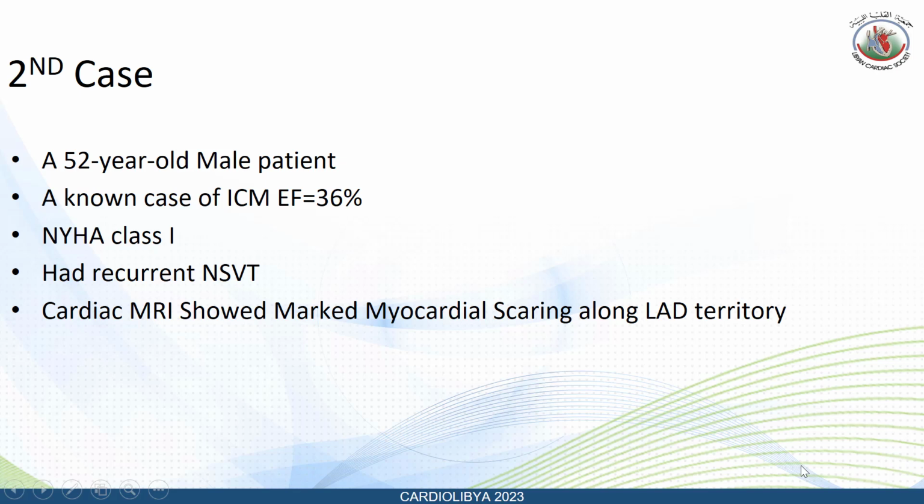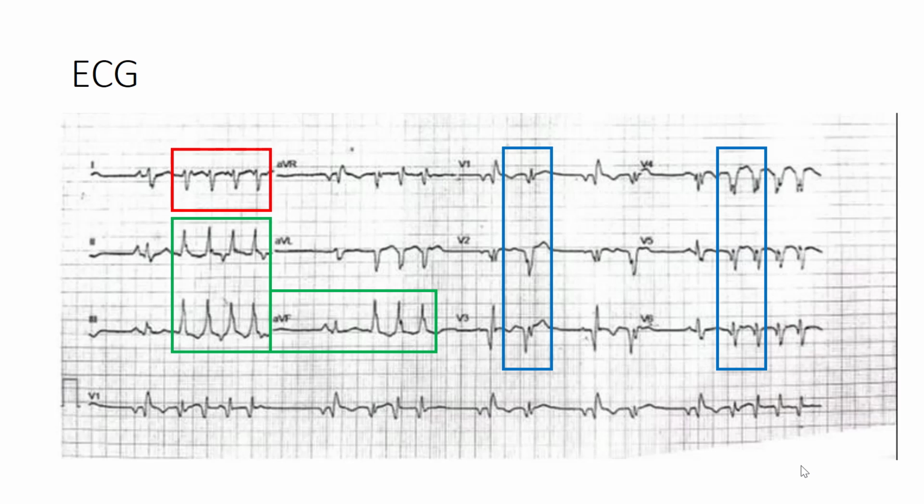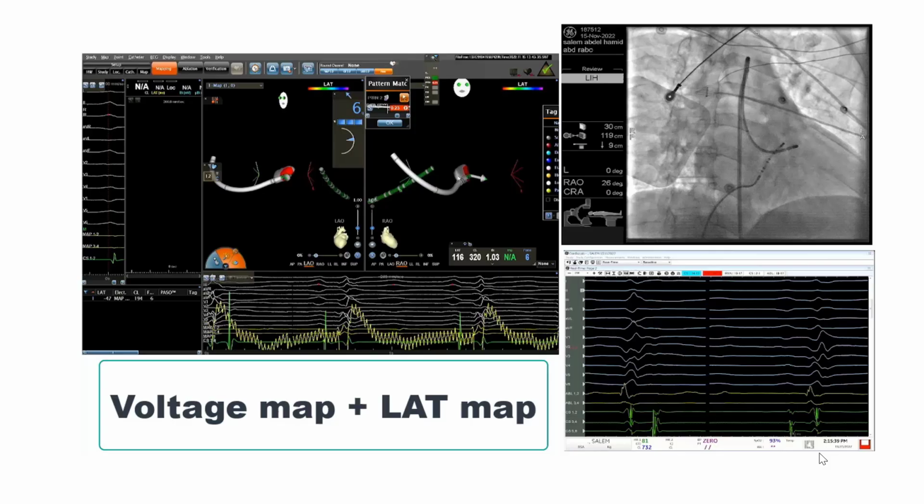The second case is a 52-year-old male patient known to have ischemic cardiomyopathy with ejection fraction 36% and NYHA class 1. He had recurrent non-sustained VT. Cardiac MRI shows marked myocardial scarring along the LAD territory. ECG, as we see here, shows almost negative QRS in all precordial leads and an inferior axis, and lead 1 and aVL are almost negative, so it is most probably from the anterolateral part of the apical segment.